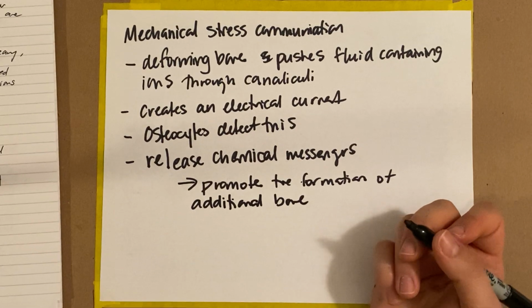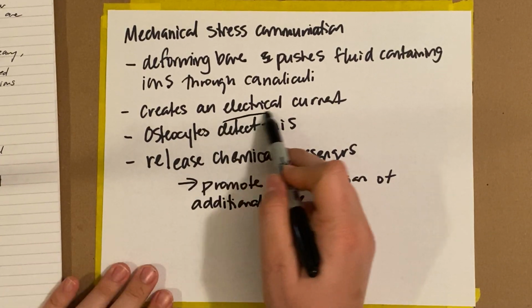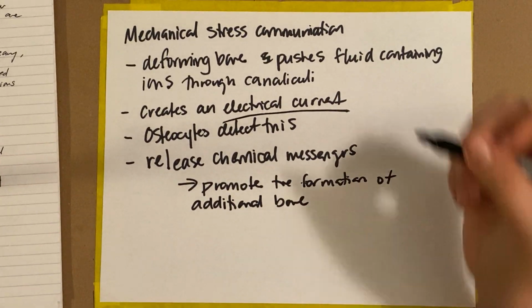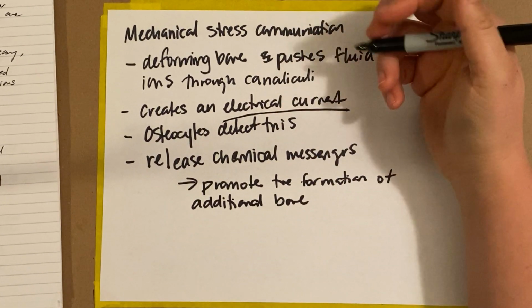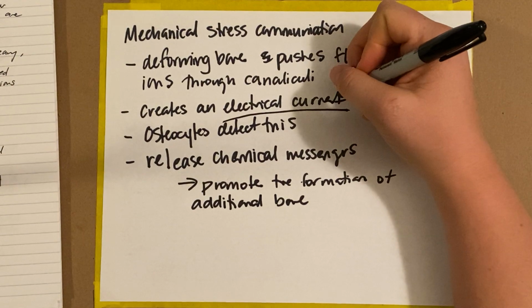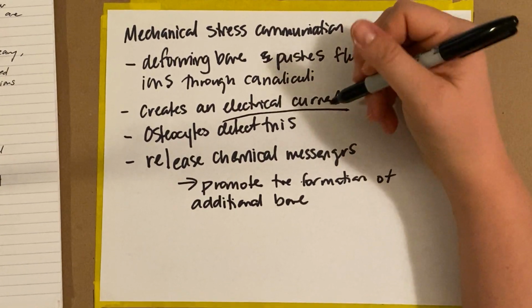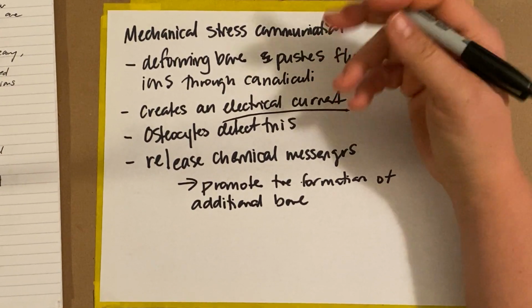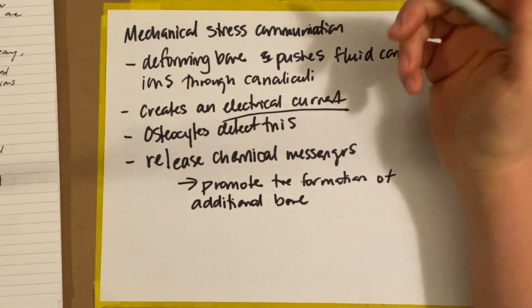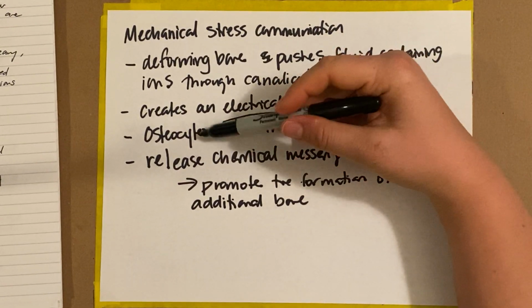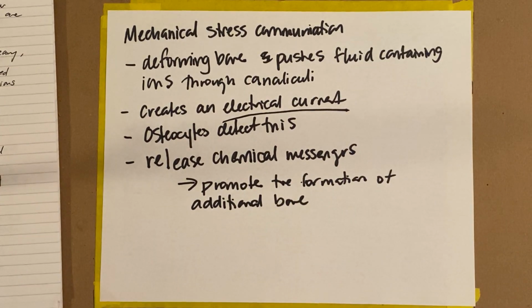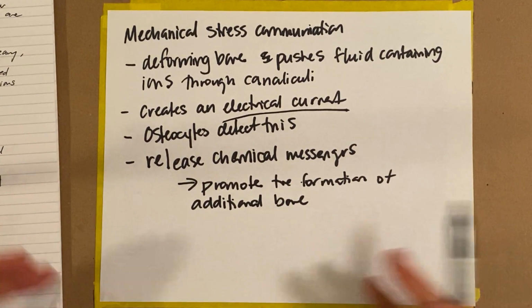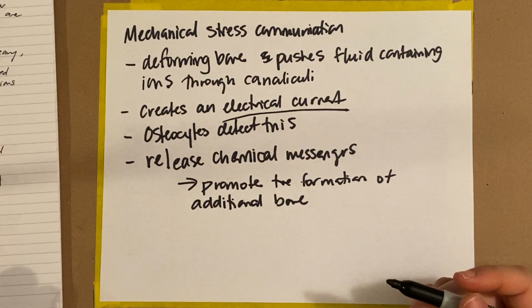Okay, now this electrical current has an interesting implication. So one thing that they've started to do with certain breaks, when you break your bones, is that they will apply certain devices that have electrical currents, and they believe that the electrical currents actually help bones heal quicker, because it kind of makes it so these osteocytes are detecting that there's a problem, and they're going to then send out and kind of promote the formation of additional bone.